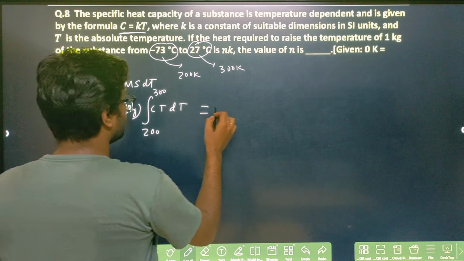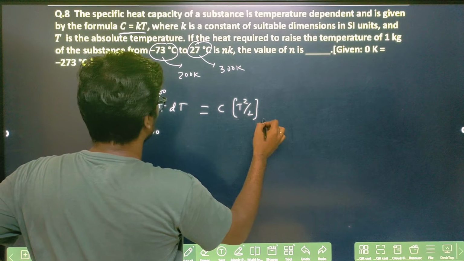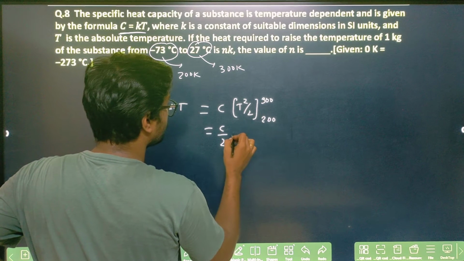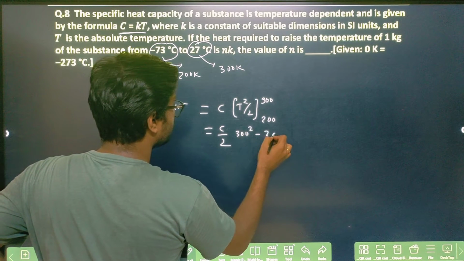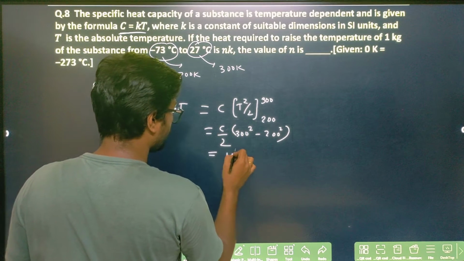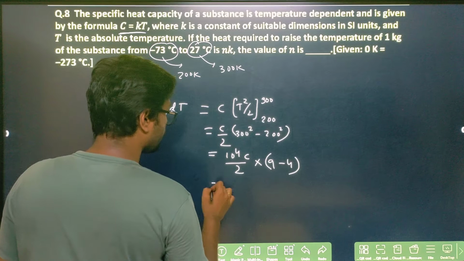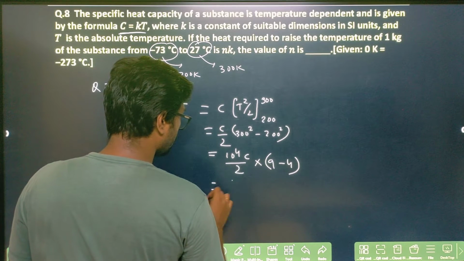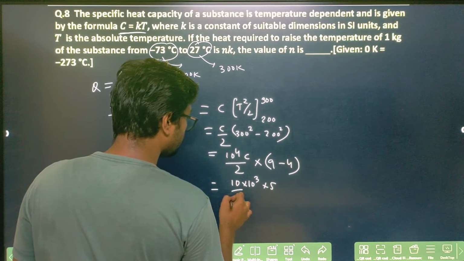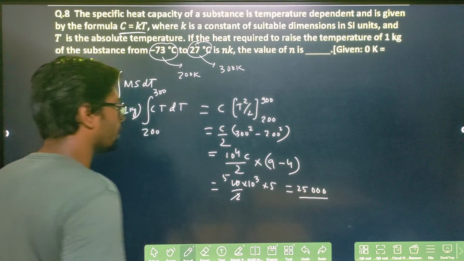So see here, this will be C you can take out, and this will be T square by 2, from 200 to 300, C by 2. This will be 300 square minus 200 square. So this will be 10 to the power 4 C divided by 2. This will be 9 minus 4. So 5, right? So 10 into 10 to the power 3 into 5 by 2. So this will get answer of 5, this will be 25, 0, right?